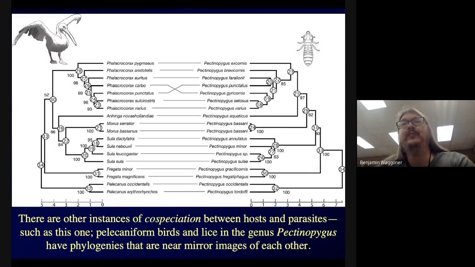So that's what you'd expect when you have extreme host specificity. So host specific that I'm told that sometimes you can work out evolutionary relationships of birds by looking only at the parasites that live on them. And that's what I've got for you about lice.